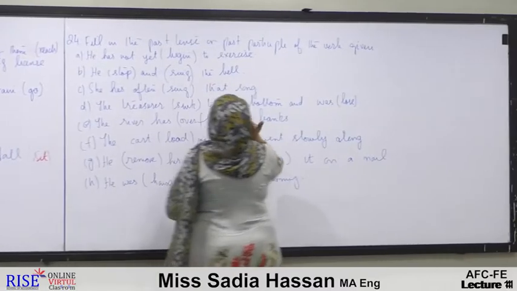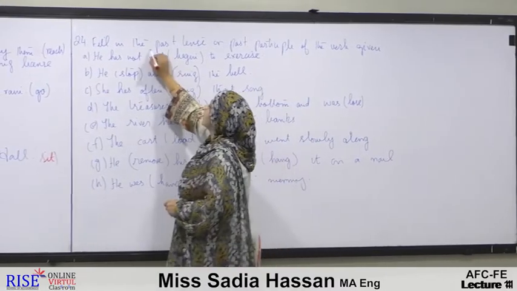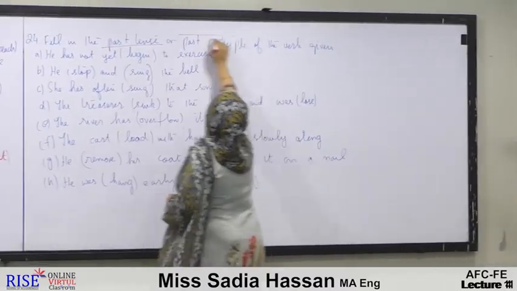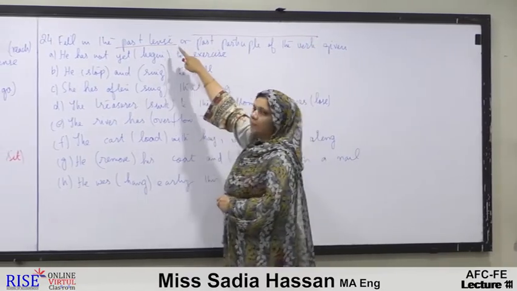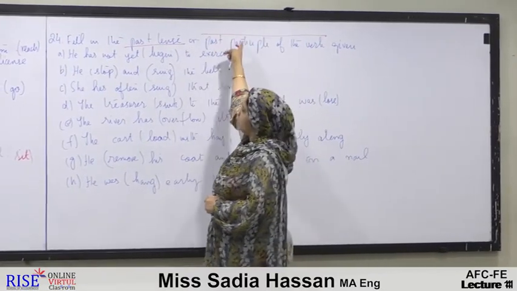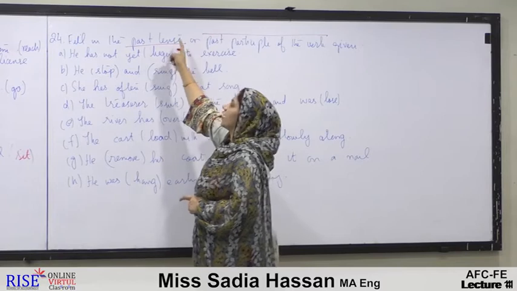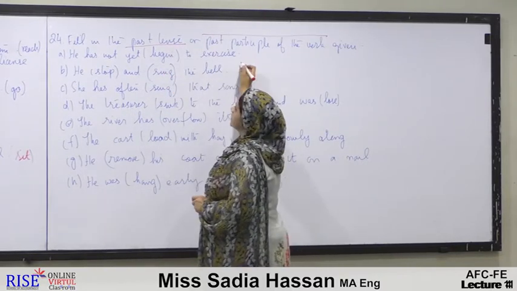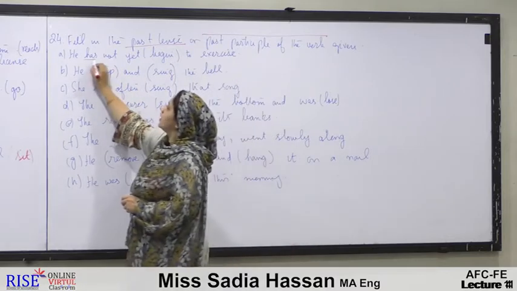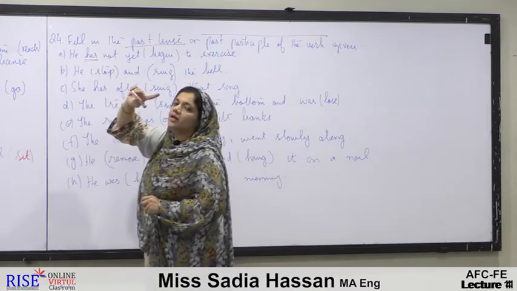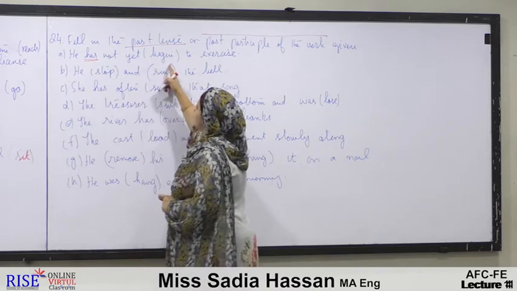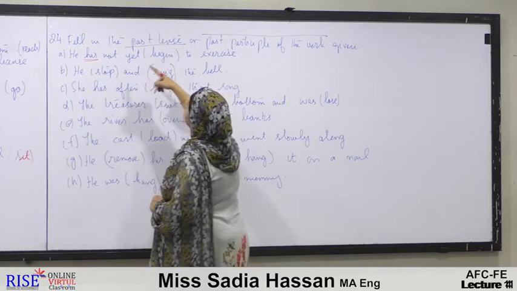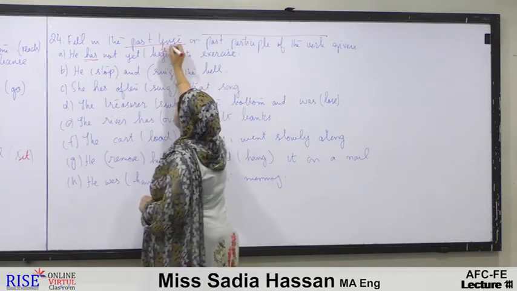Now we move on to the other part of the self-test question number 4. Fill in the past tense. He has restricted us with the two forms of the verbs, whether we must use the past tense or the past participle, the third verb form or the second verb form. He has not yet dash to exercise. Has is there. Has always takes the third form of the verb with this.